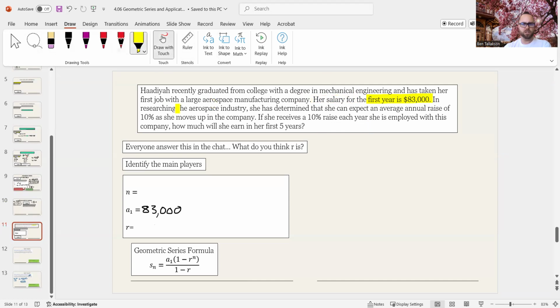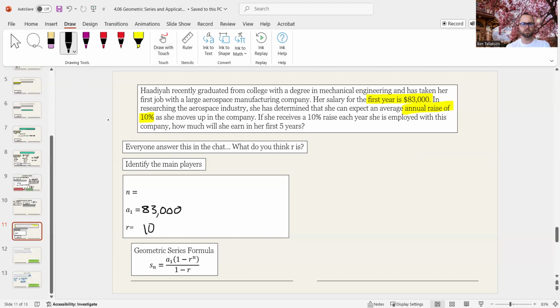In researching the aerospace industry, she has determined that she can expect an average annual raise of 10%. Wow. Not bad. So every year her raise goes up 10%. So that has to deal with the ratio, doesn't it? And this, again, is where a lot of mistakes happen. What do you think it is?